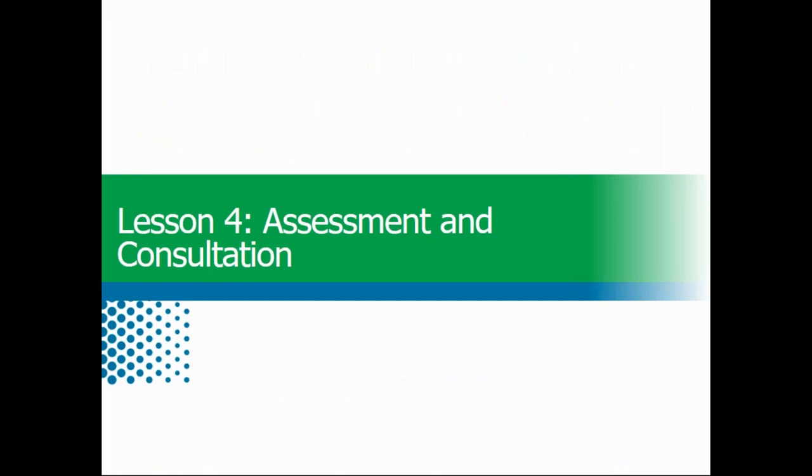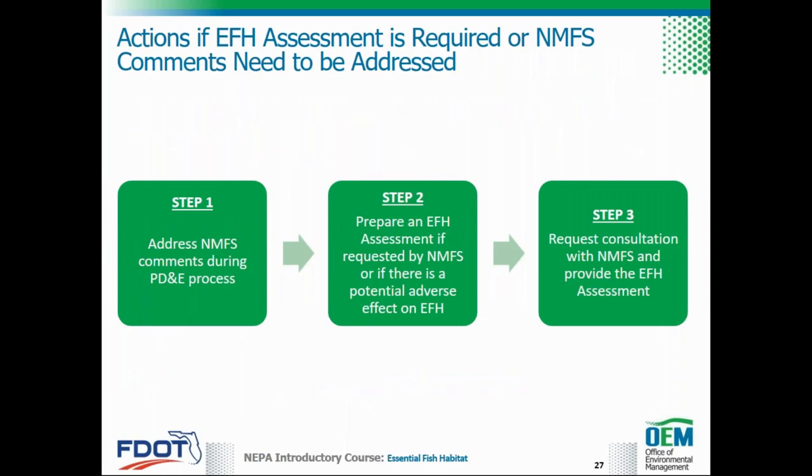Now let's begin Lesson 4, where we will discuss the EFH assessment and EFH consultation process. NMFS will provide comments during the ETDM process for projects with potential direct effects on EFH and may comment regarding indirect effects, such as stormwater from a bridge over a river that could flow within a nearby estuary. An assessment is required when specifically requested by NMFS or when FDOT determines that a project may adversely affect EFH. If an EFH assessment is required, then the following steps should be accomplished during the PD&E phase.